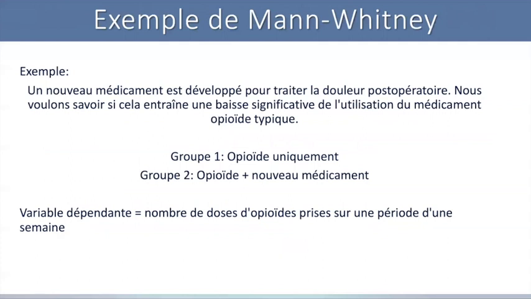An example of when to use this would be the following. Let's say a new medication is developed to treat postoperative pain. We want to know if using this medication significantly lowers the use of opioid medication. So group 1 is given opioids alone, and group 2 is given opioids plus the new medication. So that's the independent variable, which group they're assigned to. And the dependent variable is the number of doses of opioids taken during 1 week post-op.